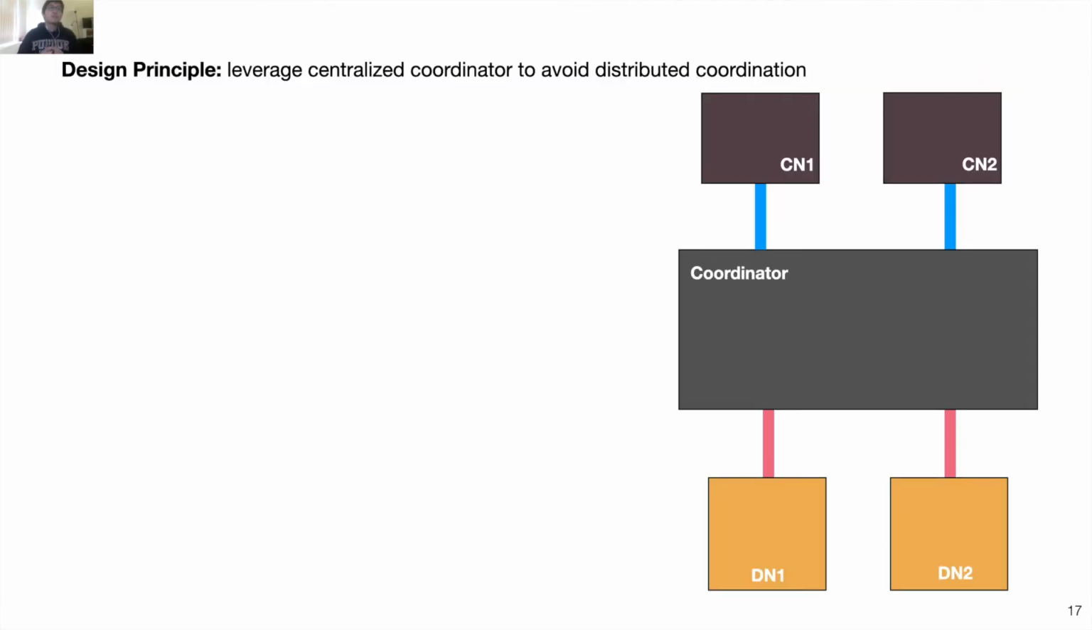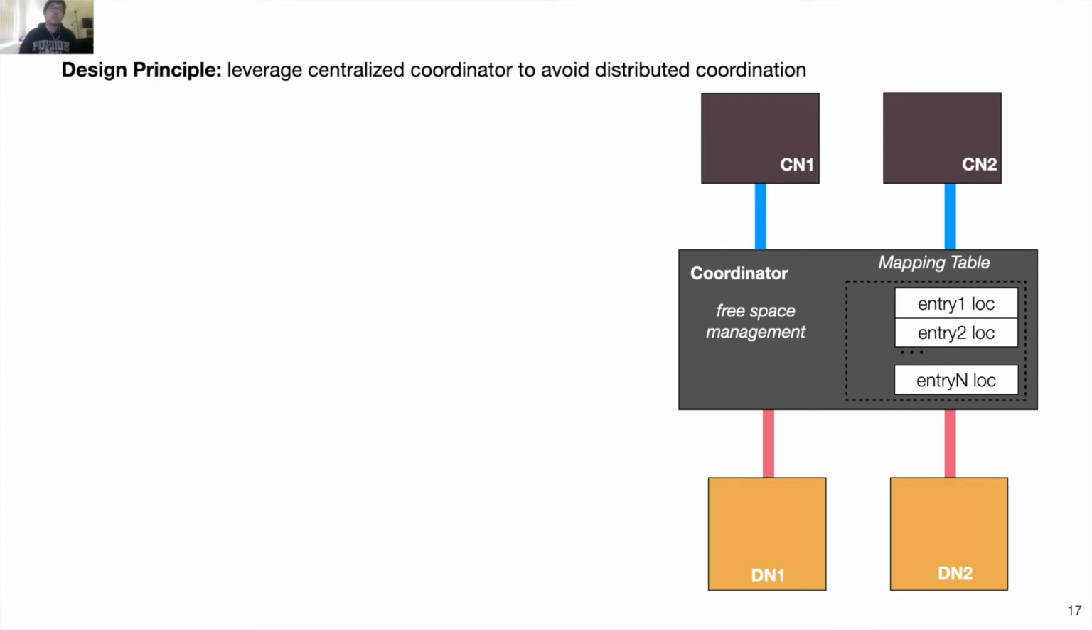To leverage the centralized architecture, we design pDPM Central by putting all metadata and control logic at that coordinator to avoid distributed coordination. For example, the coordinator is the only party that allocates and deallocates all DN space. It maintains a key entry location mapping table locally, which contains all the metadata information. Each entry in this table has a pointer pointing to the physical location of the entry. We also use a local per-entry lock, only for synchronization across multiple threads running at the coordinator.